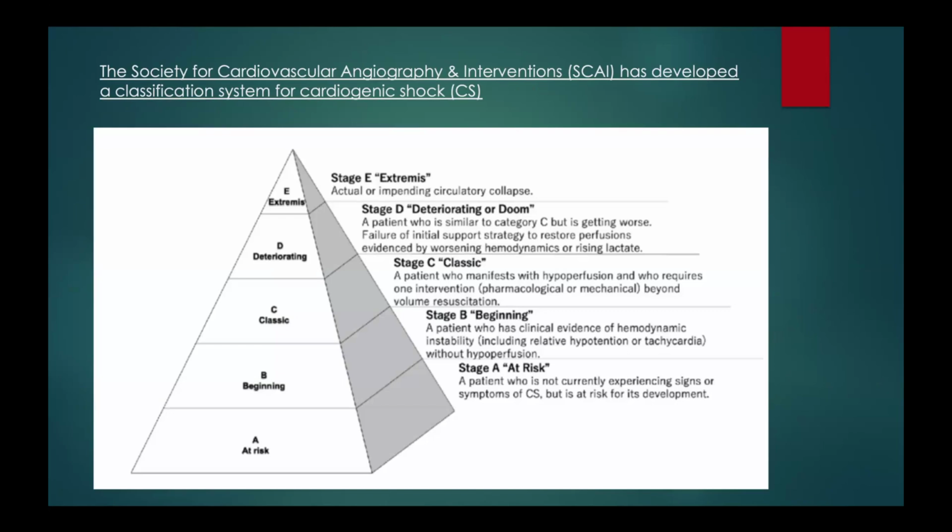These are the 5 stages. Stage A talks about at-risk patients, who are currently not experiencing any signs or symptoms of cardiogenic shock, but are at risk. Stage B is a patient who has clinical evidence of hemodynamic instability. Stage C is someone who manifests with hypoperfusion of the peripheral organs and who requires one intervention, either pharmacological or mechanical, beyond volume resuscitation. Stage D is a deteriorating or doom state in which the patient is in category C, but is getting worse, and the initial strategy is not helping. And stage E is extreme, actual or impending circulatory collapse.